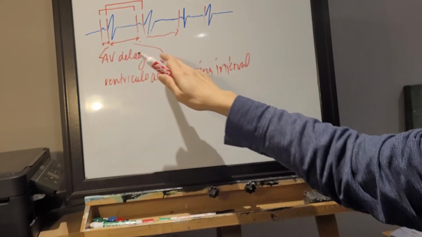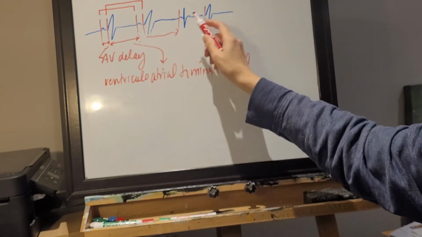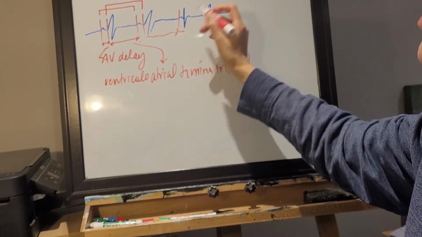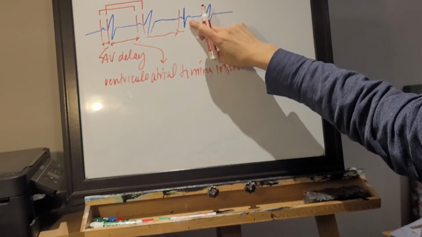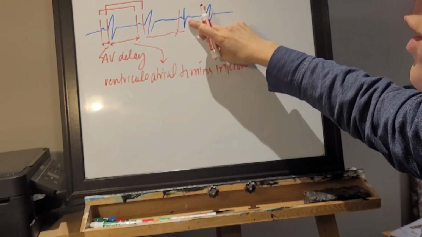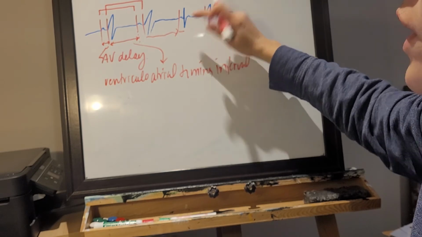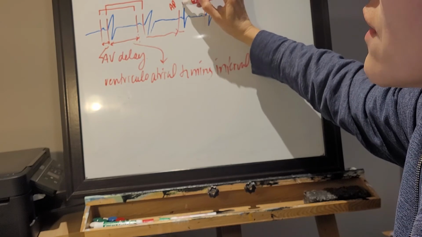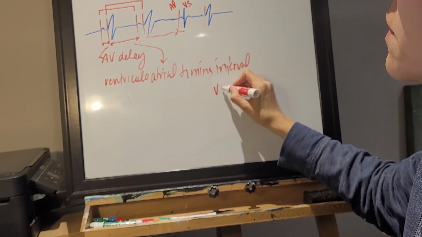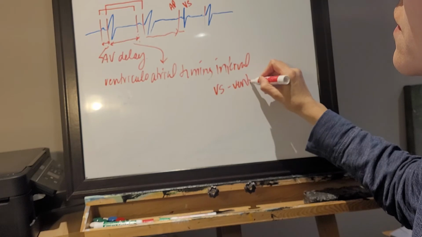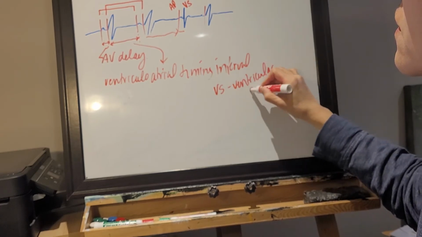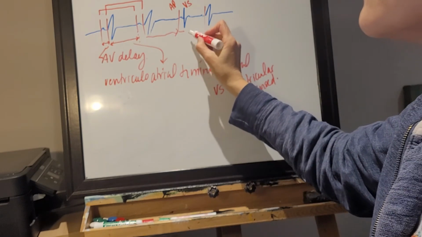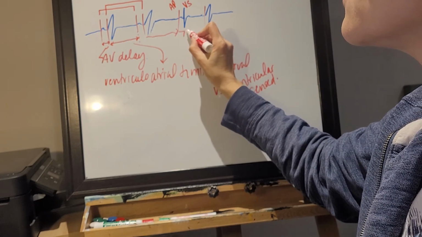Then the AV timing interval starts, and it's looking for intrinsic activity. And it's looking, and what you see here is to represent an intrinsic QRS complex. So it does not fire, right? So this is actually atrial paced, but this is ventricular sensed.